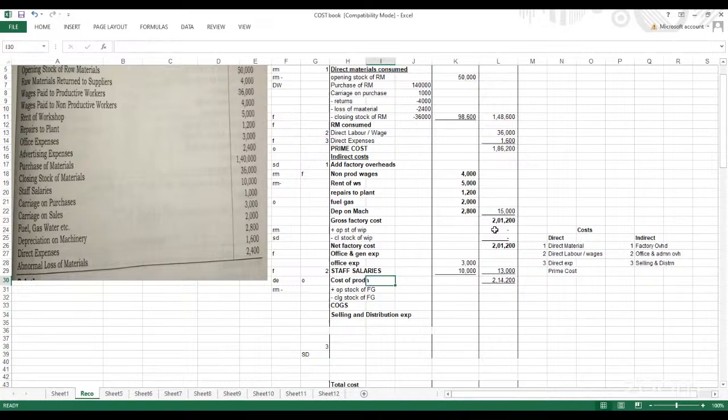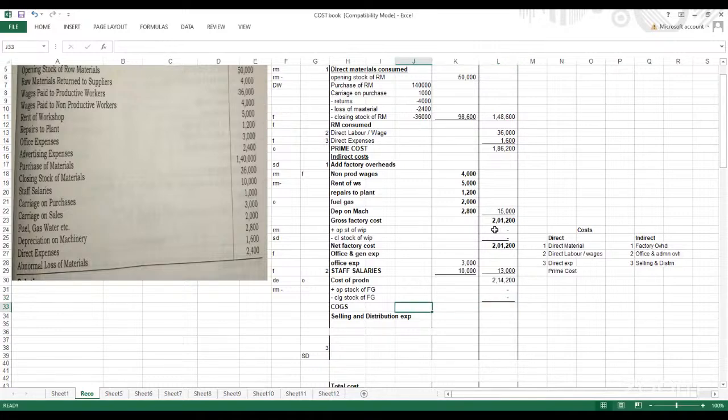So here production activity is over. After that we may be given in the sum opening stock of finished goods and closing stock of finished goods. In case that is given, this is the place where you have to write them. Since in this sum it is not there, we'll take it as 0. So now you get cost of goods sold. COGS stands for cost of goods sold. So it will be now 2,14,200 as there is no opening or closing.